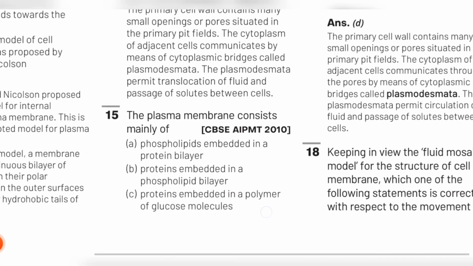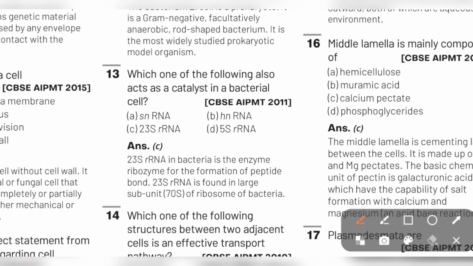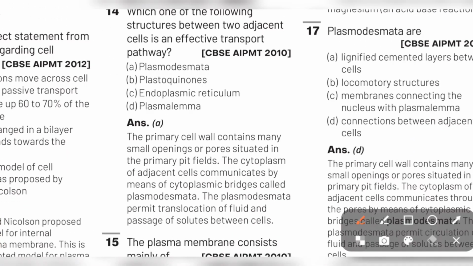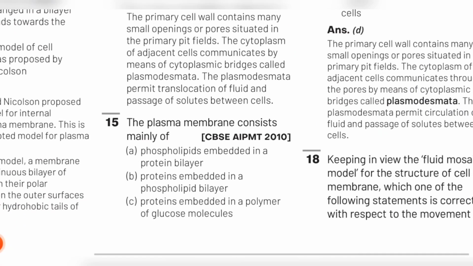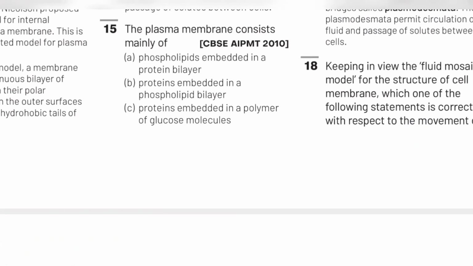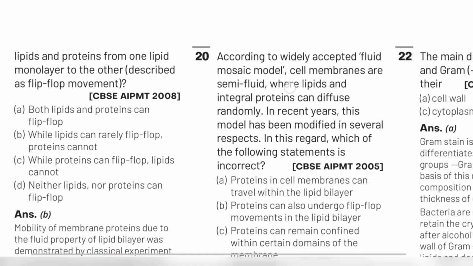ठीक है. Now we have question number 16 here. Middle lamella is mainly composed of किसका बना होता है? So here is our calcium pectate, easy है. And you can see the explanation as well. Plasmodesmata are ये क्या होते हैं? Connections between adjacent cells. And you can see also here is the explanation given. Now keeping in view fluid mosaic model for the structure of cell membrane, which one of the following statements is correct with respect to the movement of lipid and proteins from one lipid monolayer to another?